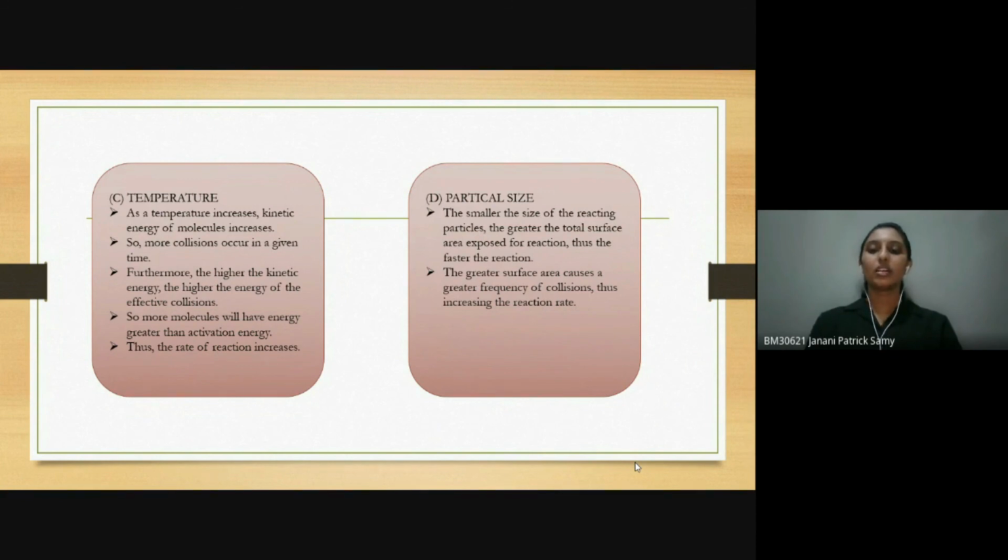So next is particle size. The smaller the size of reacting particles, the greater the total surface area exposed for reaction, thus the faster the reaction. The greater surface area causes a greater frequency of collisions, thus increasing the reaction rate.